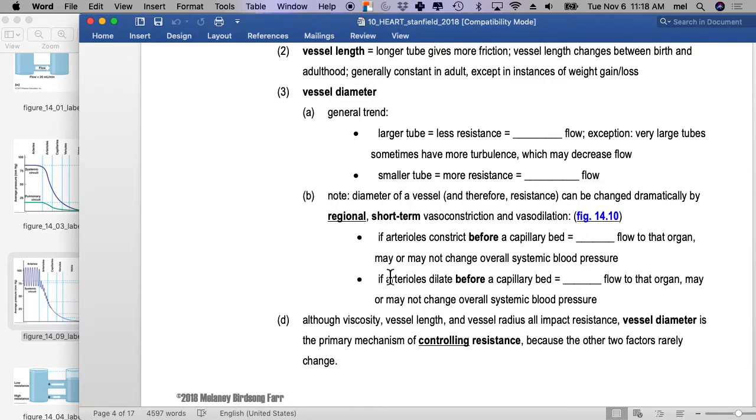Okay, and then the last thing is vessel diameter. Generally speaking, if you have a larger tube, you have less resistance and therefore more flow. And if you have a smaller tube, you have more resistance and therefore less flow, right? So let's look at this.